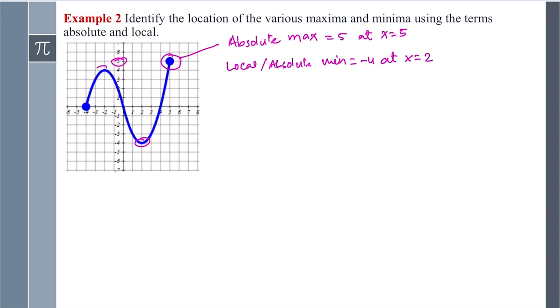And then we have this maximum here. This is a local maximum. It's not the absolute maximum because we already have the absolute maximum here. So that is the local max, whose value is 4, and it occurs at x equals -2. So now I think if you are given a graph, you should be able to figure out which is absolute max, which one is absolute min, and which one is local max and local min.